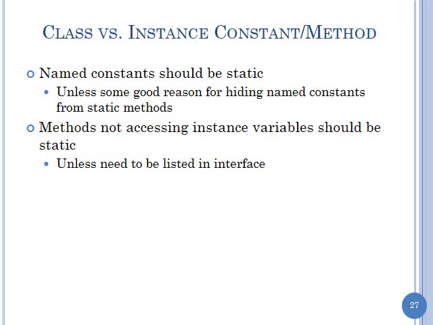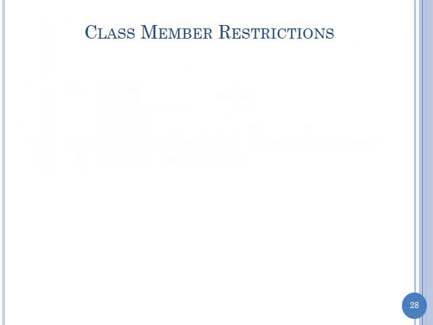And so, class versus instance constant and method. A named constant should be static. We saw that. And methods not accessing instance variables should also be static, unless they need to be listed in an interface. I'll talk about the interface later. Java does not allow a class to have a class interface, so static methods cannot be declared in an interface. Okay, and I'll talk about that.